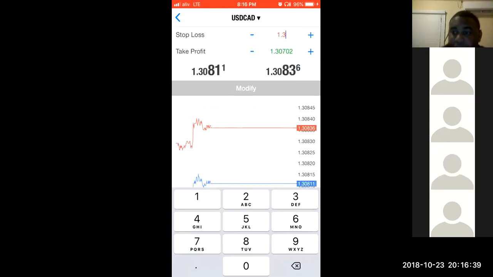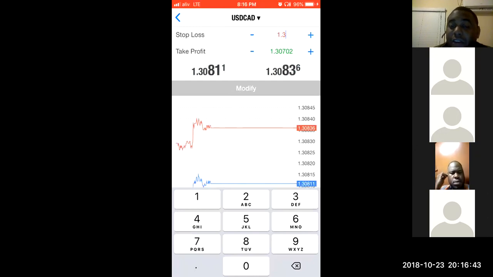Adding 30 to the 3080 would be 3110, and I just put the 2 back. And I hit modify.